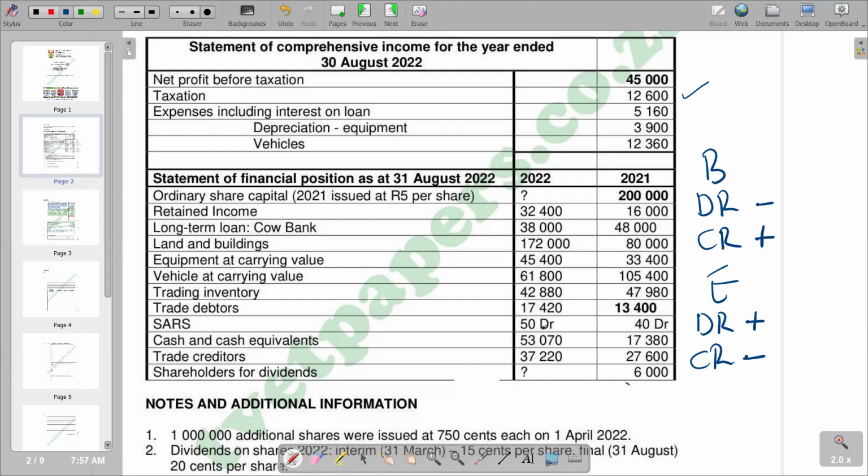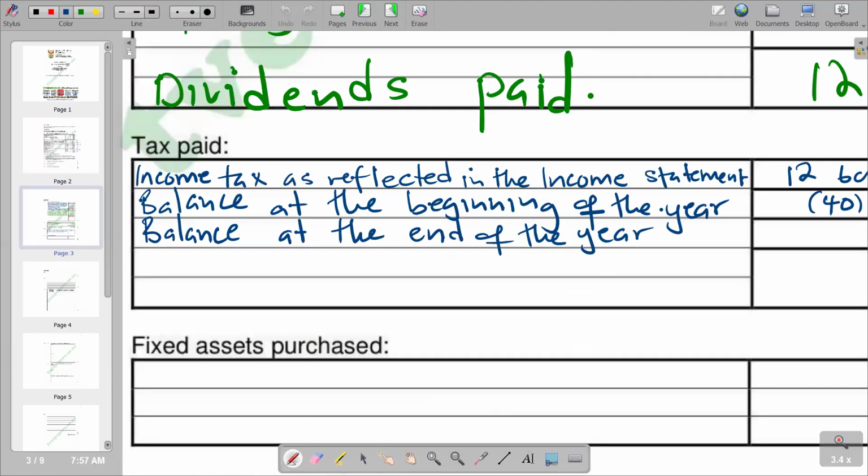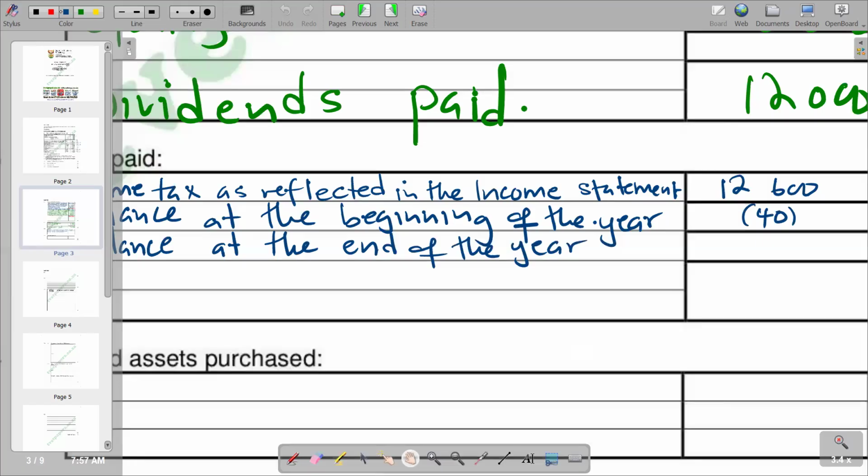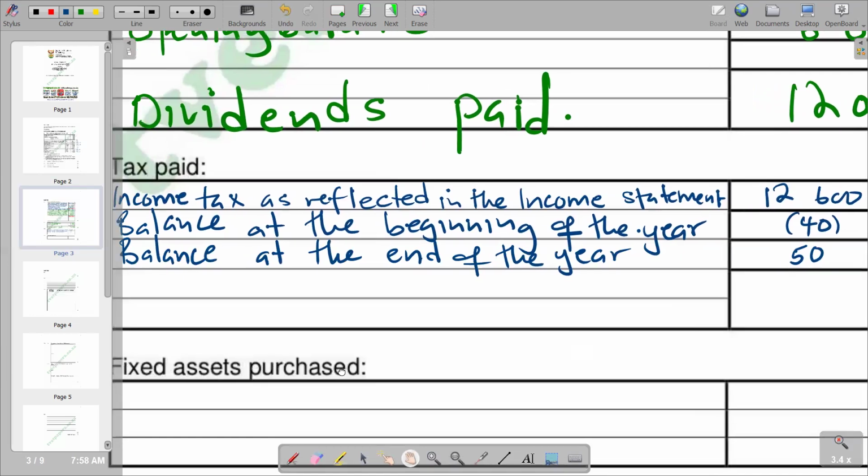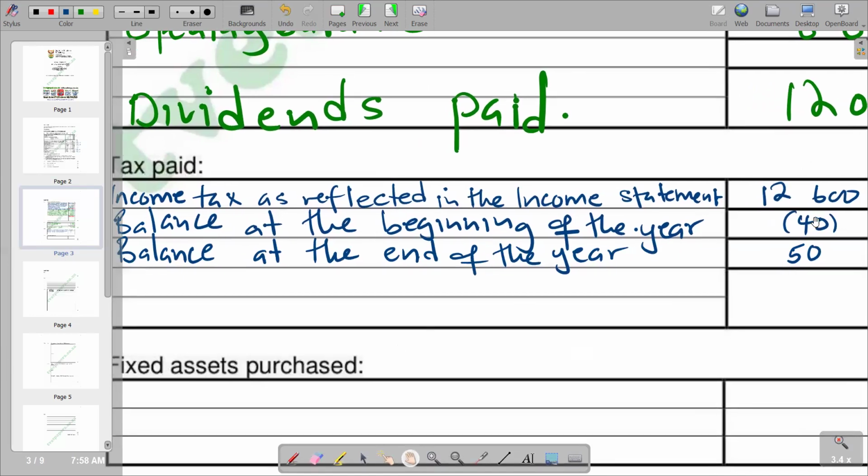In this case, we have a closing balance which is a debit, which is supposed to be shown as a positive. So we've got 50 rand, and we come here. Basically, that's what we did. From there, we can add and subtract so that we get the balance that we have. If you say 12,600 minus 40 plus 50, you get 12,610.